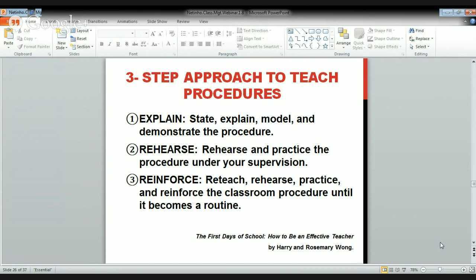All right, I've taught a procedure. Now the third stage is reinforce. I may have to reteach, rehearse, and practice tomorrow in class. I have to tell you one thing though, with the noisemaker, they get it really, really quickly. And it's a very easy procedure to implement. Next slide, please.